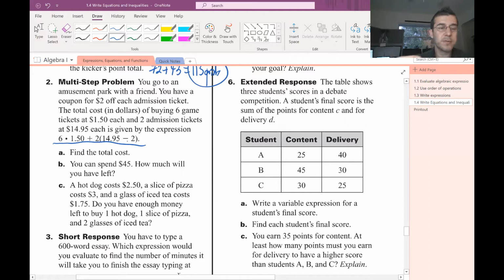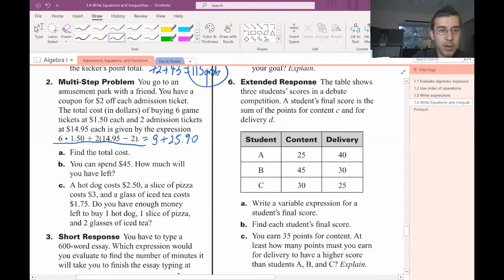It's just a matter of multiplying and adding and subtracting. So 6 times 1.5 is 9. So 9 plus 14.95. If you want to do this quicker, you can just say 15. So 15 minus 2 is 13. 2 times 13 is 26. 26, but we have 10 cents less. So it's 25.90.